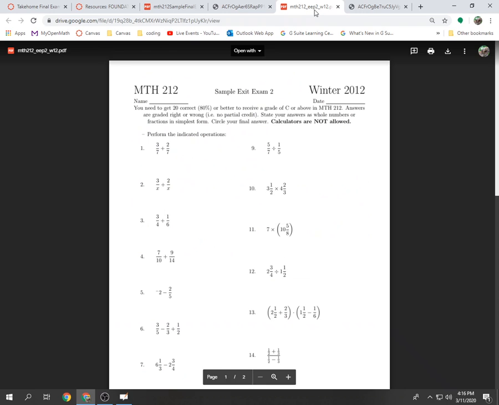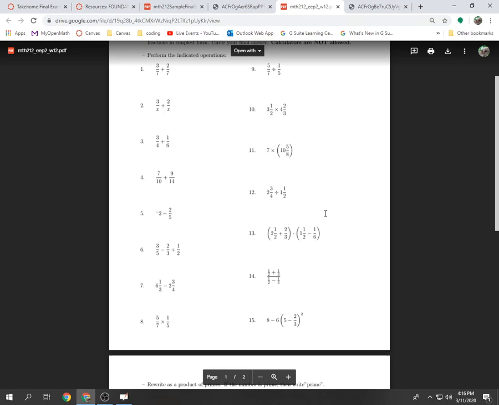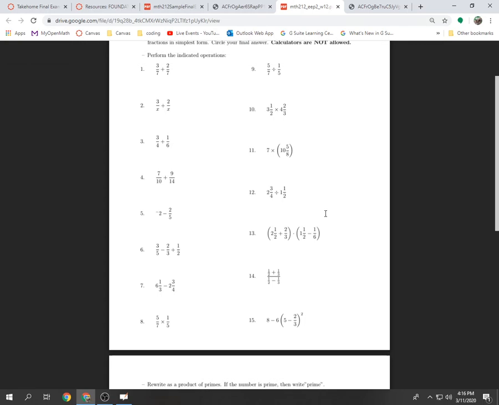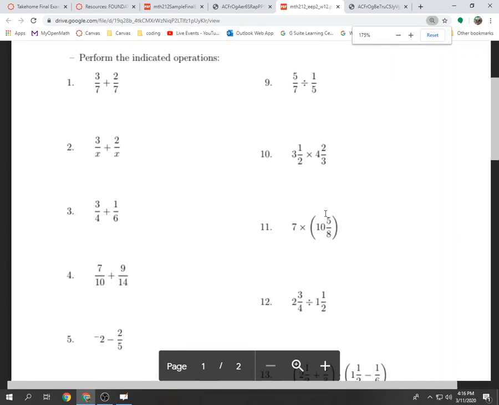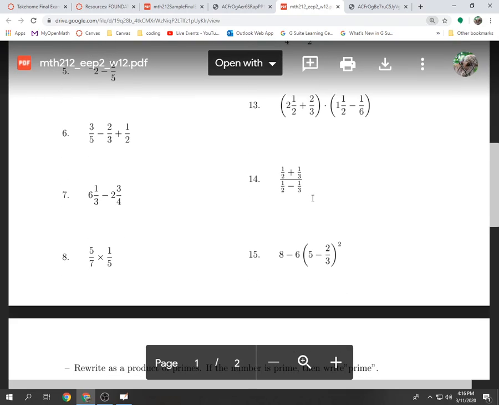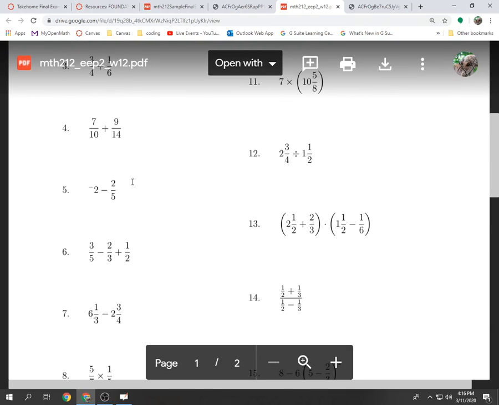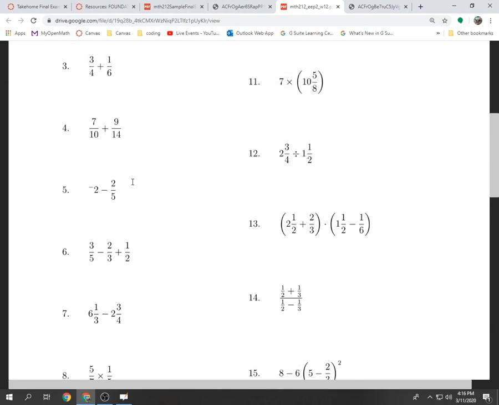All right, so practice exit exam. Let's take a look at problem number 5 on there. Problem number 5 says, what is -2 minus 2/5? Write something down.